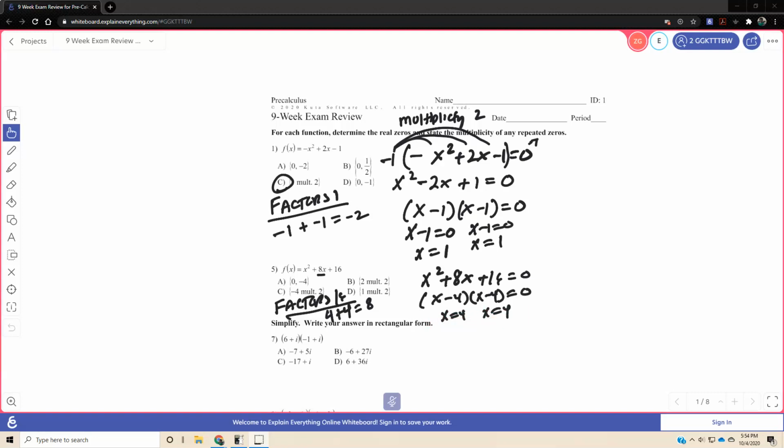So this is also, the answer is 4, and we have a multiplicity. Oh, I'm sorry. X plus 4, x plus 4. So the answer is x equals -4. So once again, we have a multiplicity of 2, so your answer is C. Multiplicity means that the roots are just repeated. Okay.